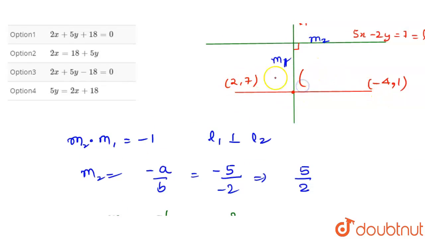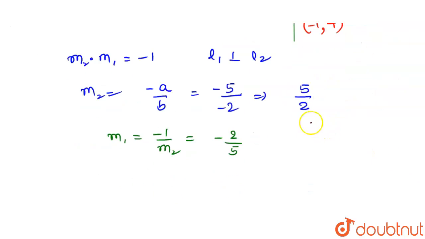So we can find out the midpoint as (2 plus minus 4) upon 2 for the x coordinate, and for the y coordinate it will be (7 plus 1) upon 2. So this will give us 2 minus 4 is minus 2, upon 2 is minus 1, comma 7 plus 1 is 8, 8 upon 2 is 4. That means (minus 1, 4) is the point through which the line is passing. So we will write here minus 1, comma 4.